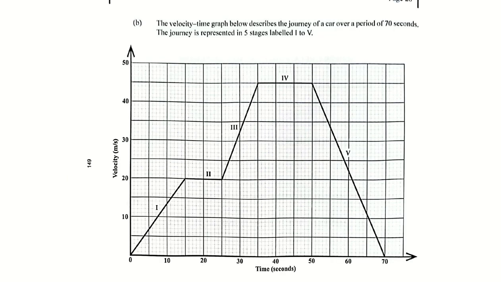Alright, let's go directly into part B. Right, so part B, we can see it's a velocity time graph. So let's zoom in. The velocity time graph below describes the journey of a car over a period of 70 seconds. The journey is represented in 5 stages, 1, 2, 3, 4, 5.